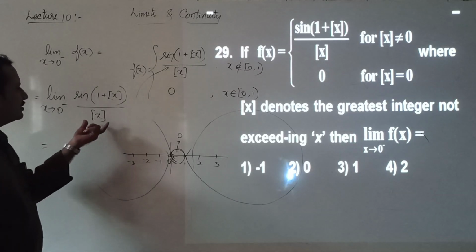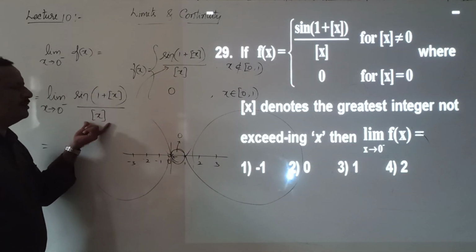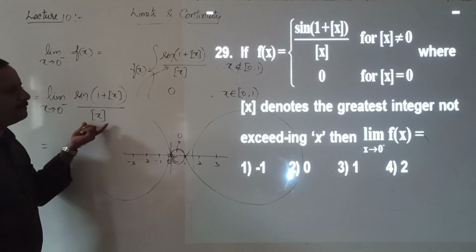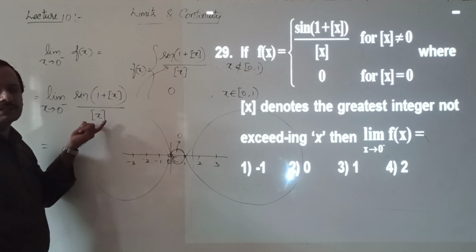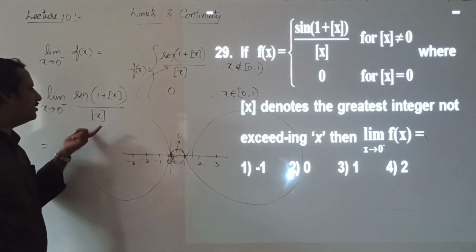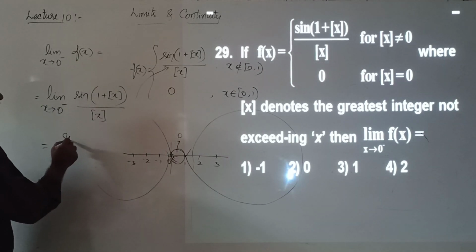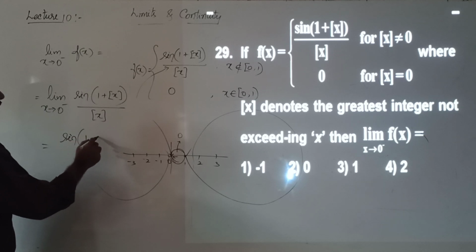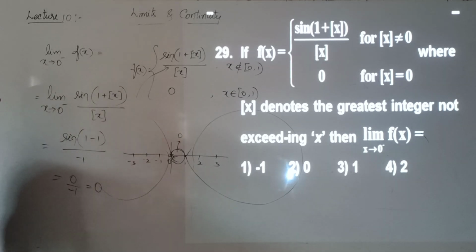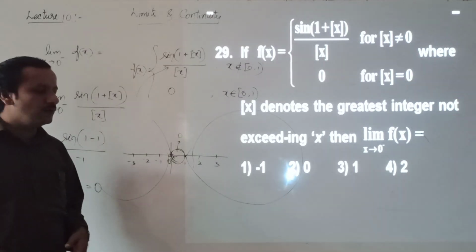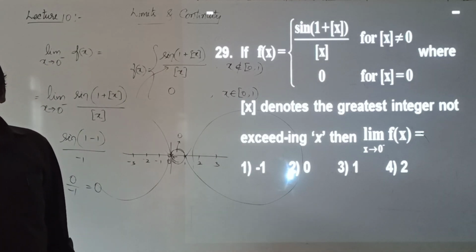At those points what happens here? The value of [x] will be minus 1. The step of minus 0.1 will be equal to minus 1. So the numerator will be sin(1 minus 1) divided by minus 1. Sin 0 is 0, 0 by minus 1, that's equal to 0. So the answer is 0, which is the second option.